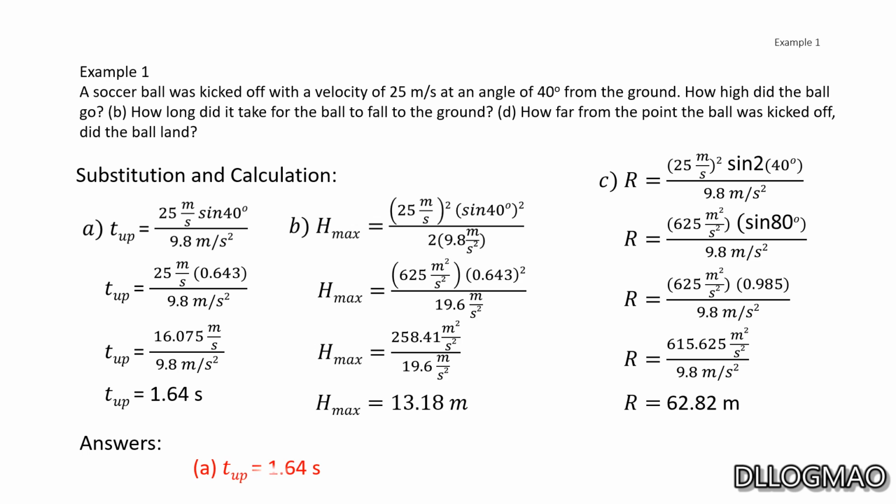Don't forget to write the final answers. Time to reach the maximum height is 1.64 seconds. The maximum vertical distance reached by the ball is 13.18 meters. And the horizontal distance range R covered by the ball is 62.82 meters.